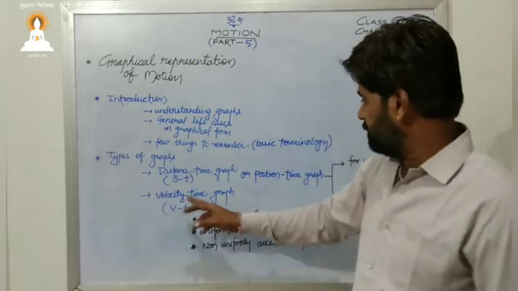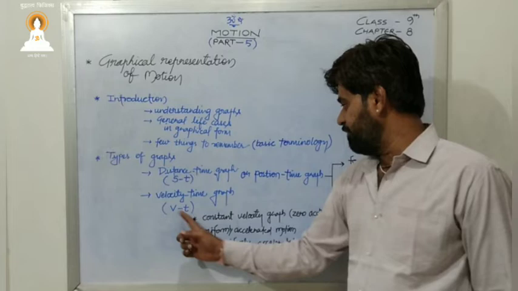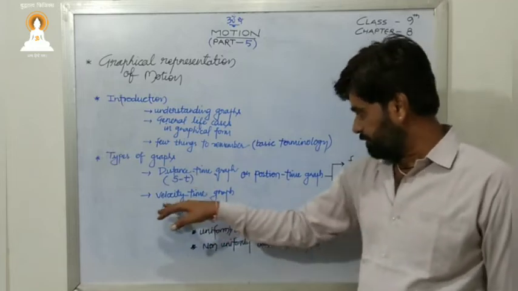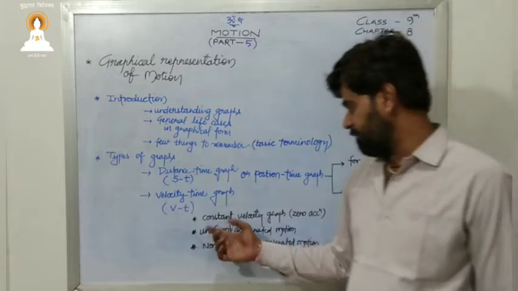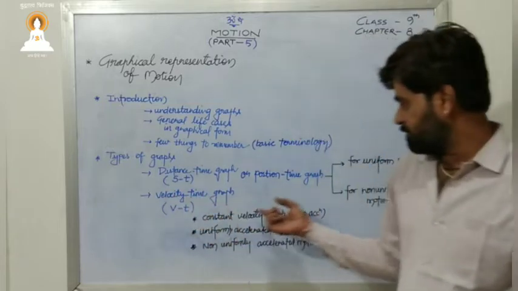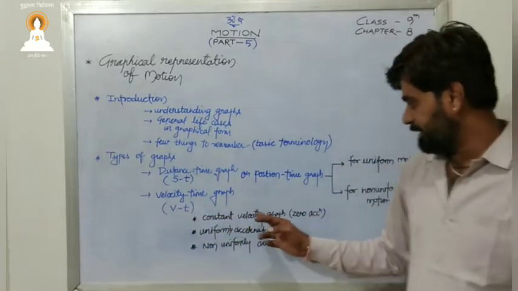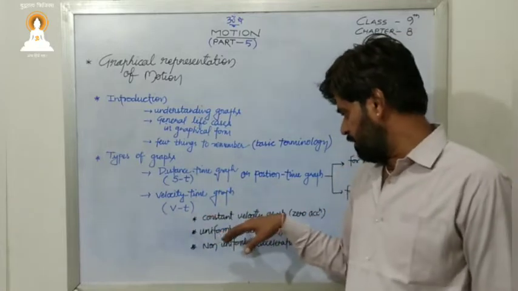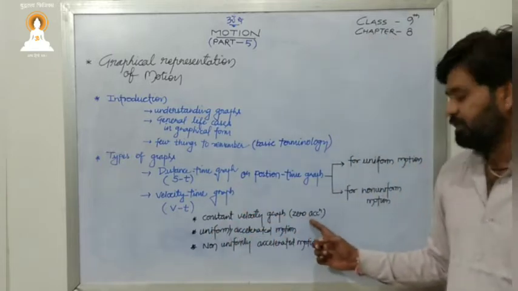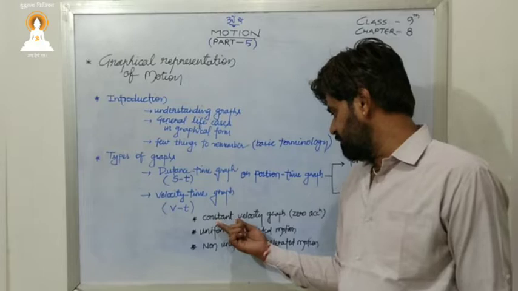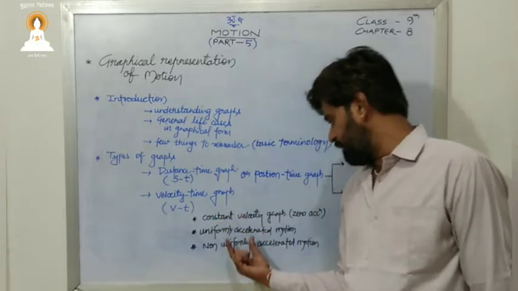Then the velocity time graph, which we may symbolize as the VT graph. In the velocity time graph we will have three cases. First, when the velocity is constant. As we have already discussed, when the velocity is constant, what happens with the acceleration? That will be the zero acceleration case. Then when uniformly accelerated, and then when non-uniformly accelerated.